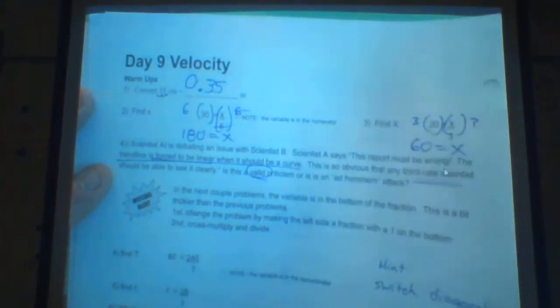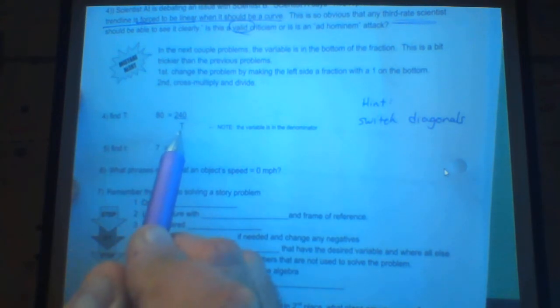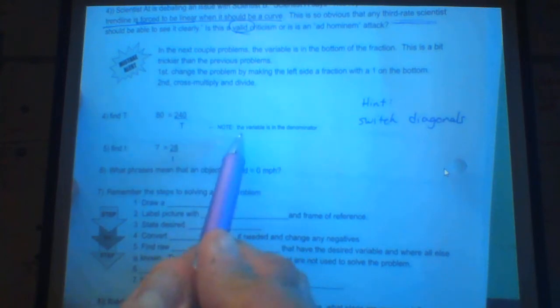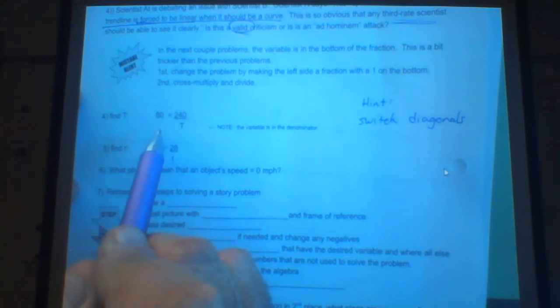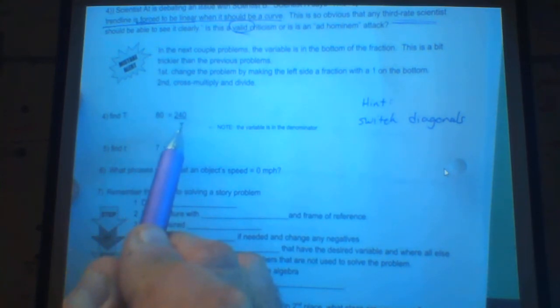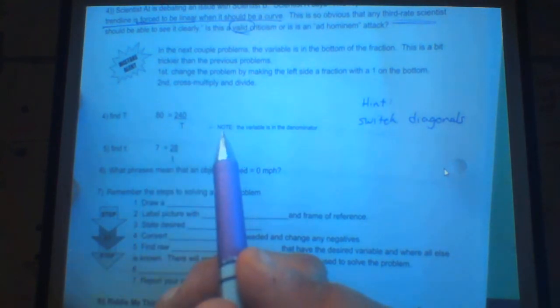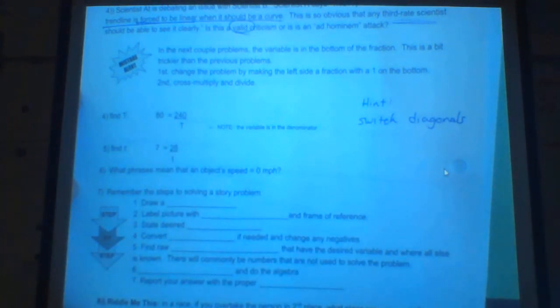Okay, now then, let's look at problem number 4. This is one that looks apparently like it's easy, but it's actually kind of tricky. We want to get the t by itself. The t is in the denominator, in the bottom of the fraction. So we can't just simply divide both sides by 240, because the t would still be at the bottom. It'd be 1 over t. And we don't want that. We want plain old t.